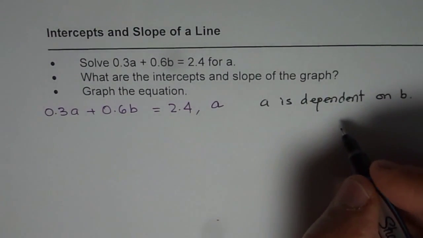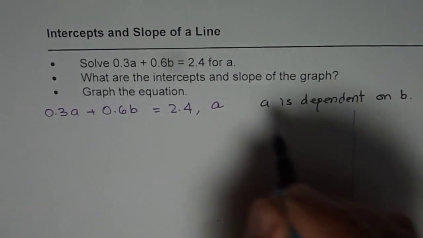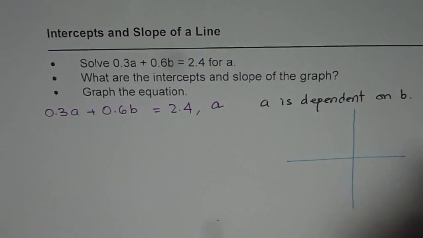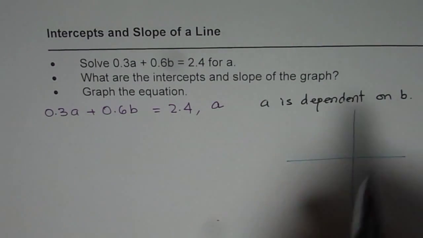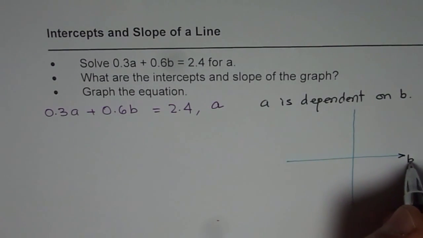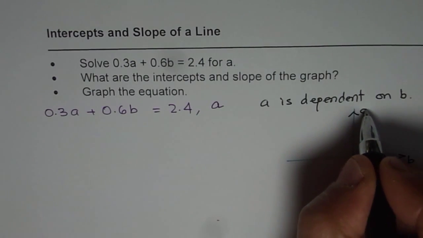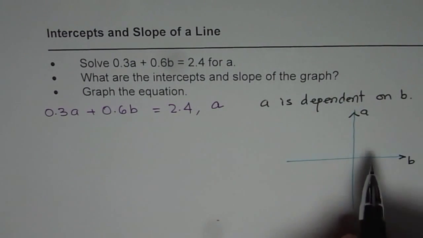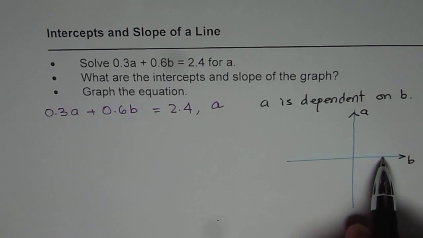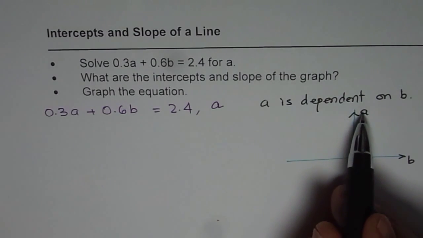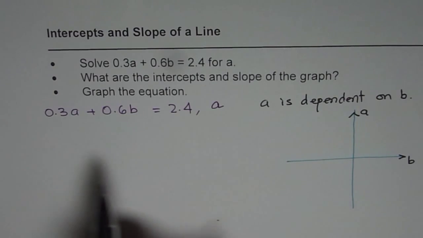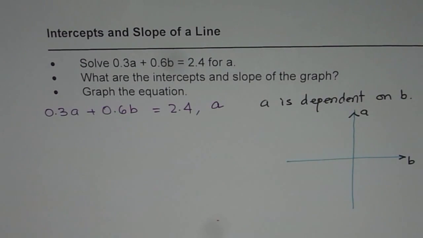That is to say that when you graph it, a is dependent on b means b will be on the x-axis, a will be on the y-axis, right? And for the intercepts, we'll call them b-intercept for x-intercept and a-intercept for y-intercept, right? I've brought all these things together in the very beginning so that you can understand and appreciate the question better. At this stage, you can pause the video, answer the question, and then look into my solution, okay?